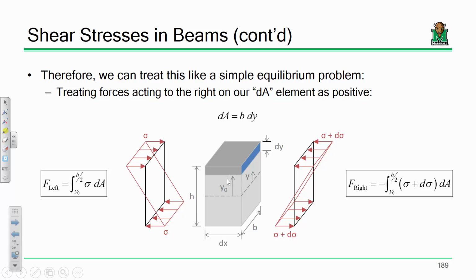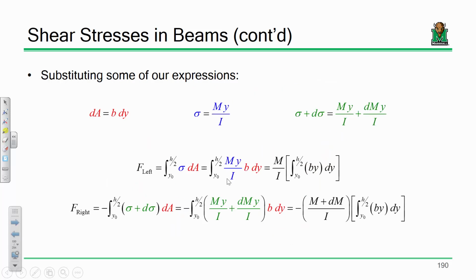If you're okay with that, how do I determine the force on the left and the force on the right? Well, I say, all right, stress times that area will give me a force on that element. If I integrate across the height, I will get the force on the left side and the right side. Sound good? If that's the case, I sum forces in the x direction, some forces on the left, some forces on the right. Do a little bit of substitution.